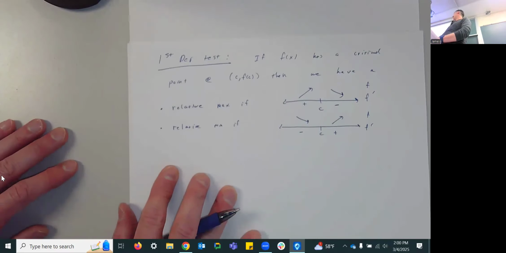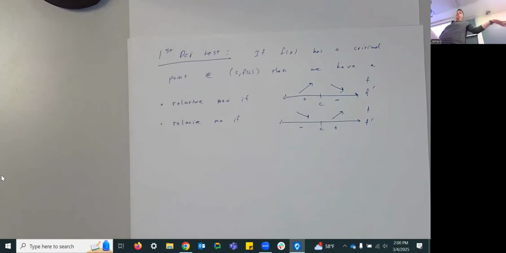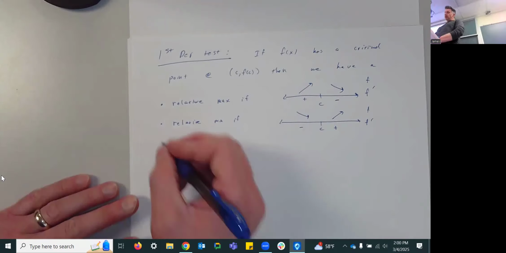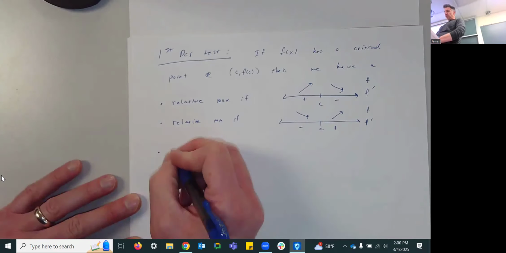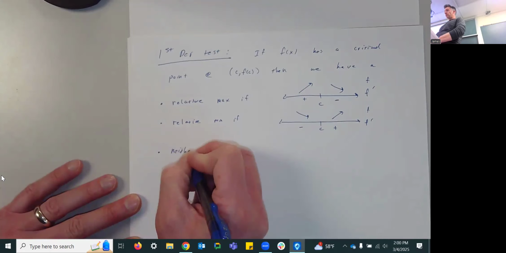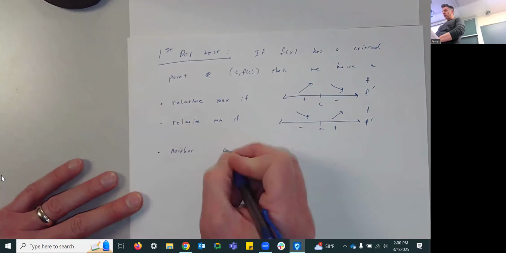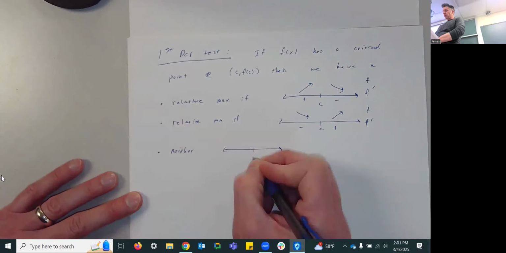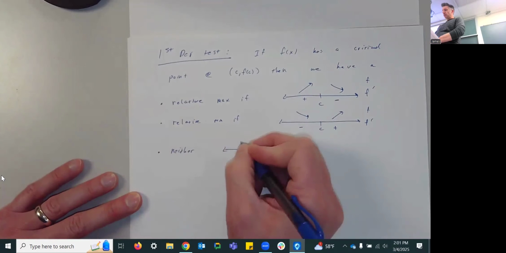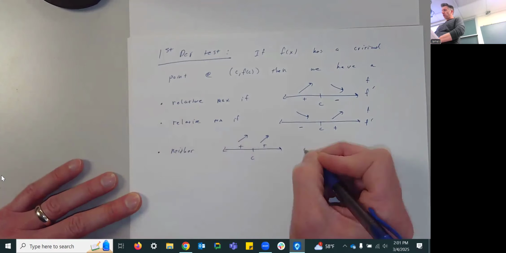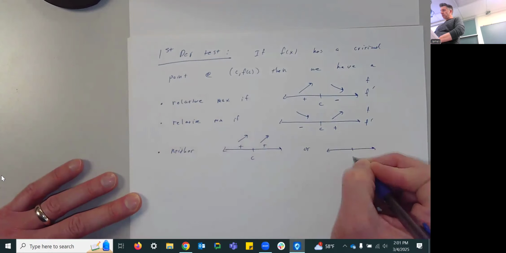That's really the way I do it. That's what I've been doing this whole time. That's how I think of it. There isn't a better way to think of it, really. And then I should point out, you have neither a relative maximum nor a relative min if your picture looks like this, where it's increasing on either side, or like this, where it's decreasing on either side.